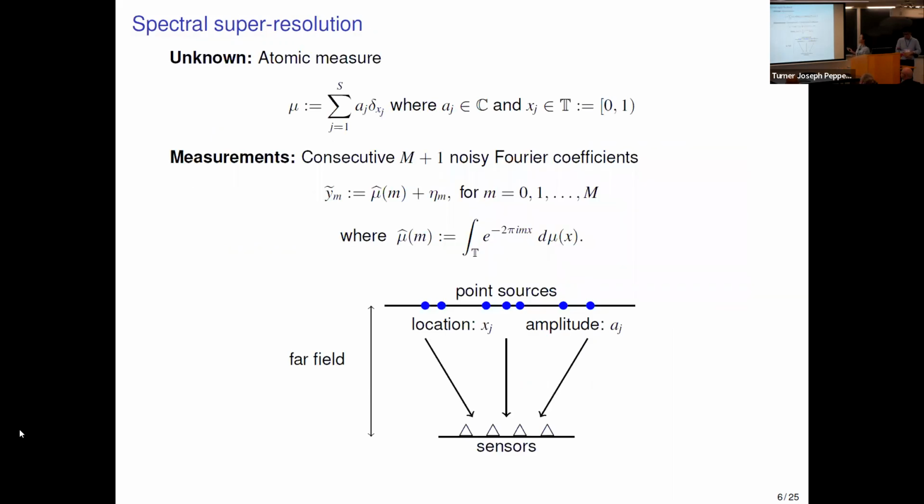In the mathematical setting, we can formulate the problem like this. The unknown point sources are represented by an atomic measure mu, which is a superposition of a series of delta functions. Here x_j represents the location of the point sources, and a_j is the amplitude of the point source. Importantly, we allow for complex amplitude.